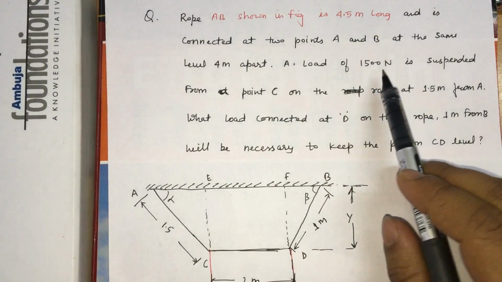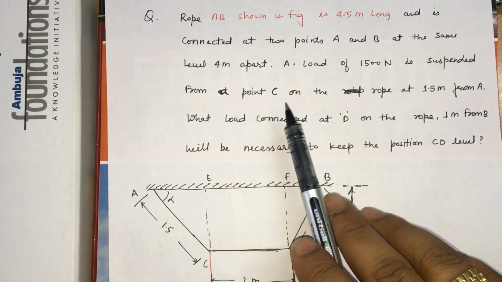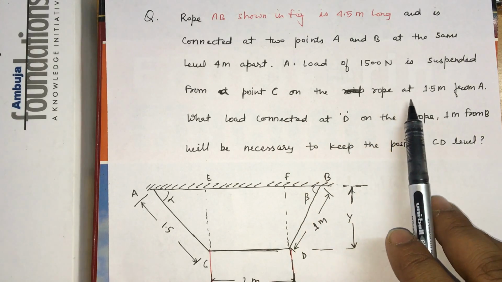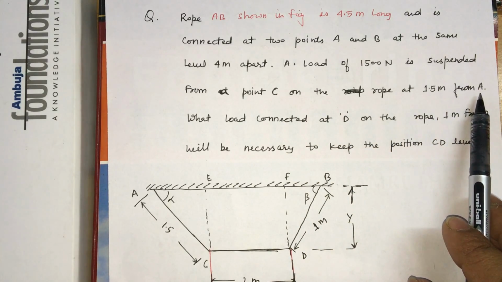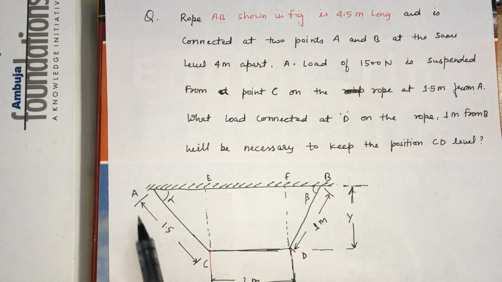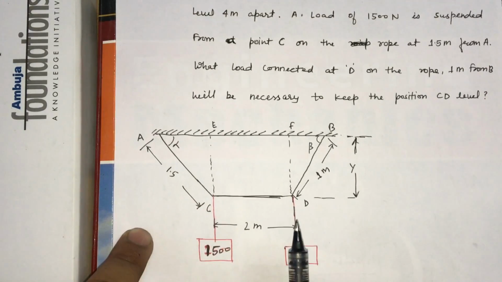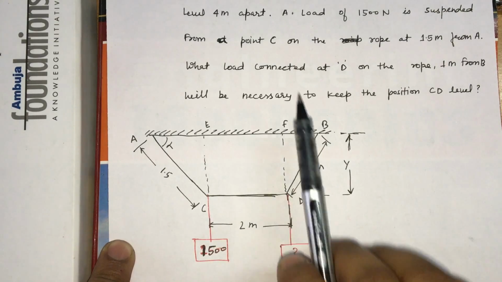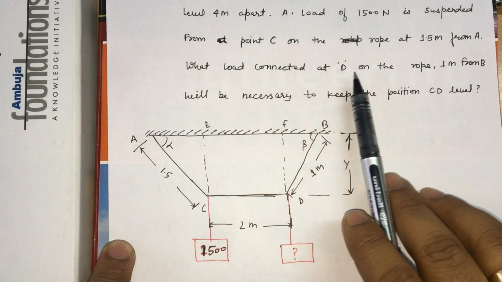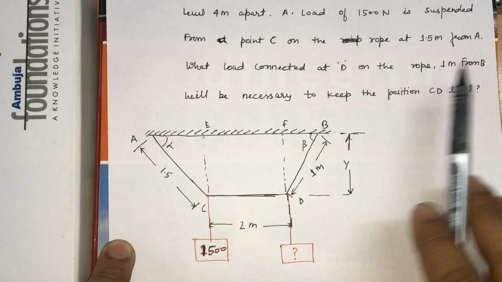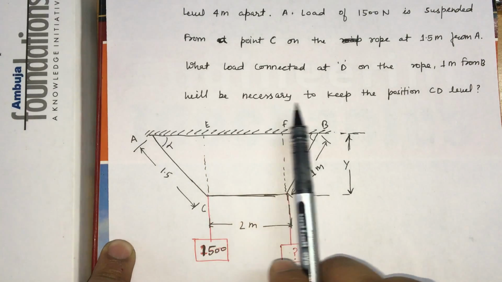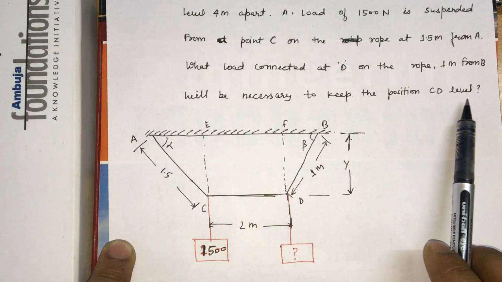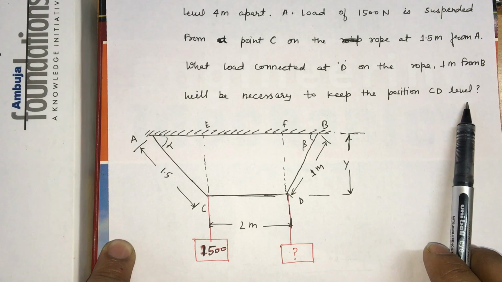A load of 1500 Newton is suspended from a point C on the rope at 1.5 meter from A. Okay, so at 1.5 meter distance, like this, some load is connected, 1500 Newton. Okay, what load connected at D on the rope 1 meter from B will be necessary to keep the position CD level?